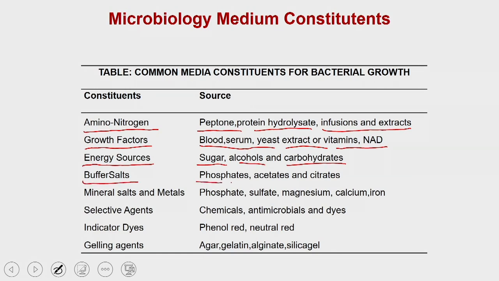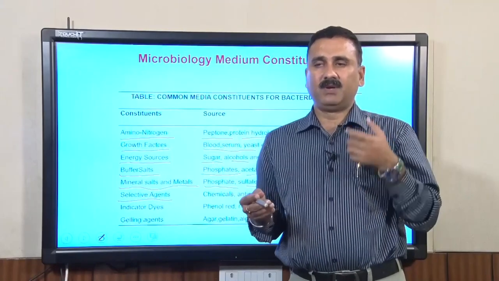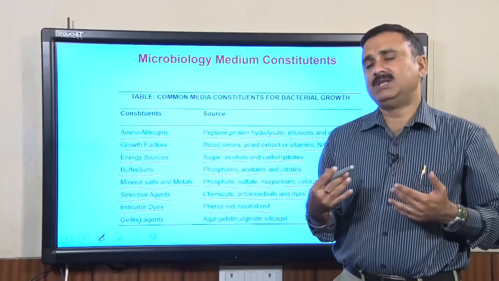You do that mostly by keeping phosphate, acetate, or citrate in the media. And then, as I said, in a very small quantity, you also need to provide the minerals or different types of metals, by having different types of mineral salts. And then you also have to provide the selection agents. For example, if you want to screen for a particular type of antibiotic or resistance, then you have to keep those molecules in the media. And then you sometimes have to add indicator dyes, like phenol red or neutral red, so that it will tell you if there is a change in the pH of the media.